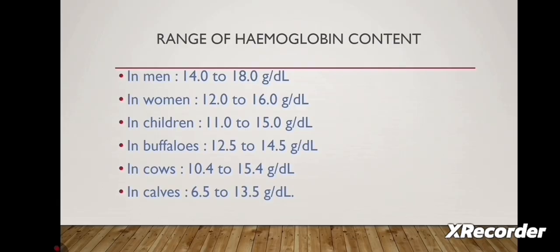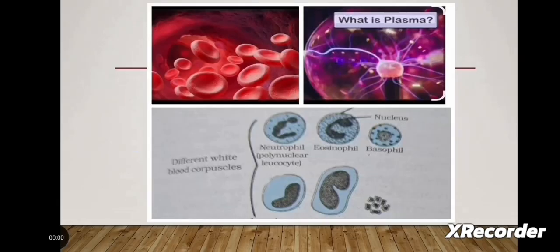Now compare the difference seen in male and female human beings and animals. So there is a slight difference between male and female animals, and in humans the content of hemoglobin is higher in males than females, but in animals it is higher in females than males. Now, we know hemoglobin is an iron containing pigment which is found in RBC. So, to understand it, we will study the circulatory system.